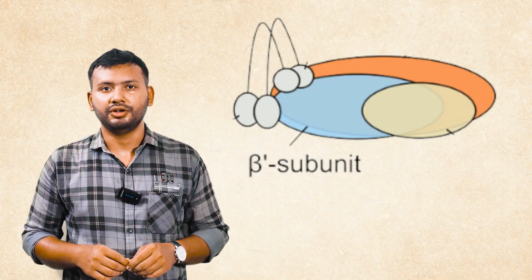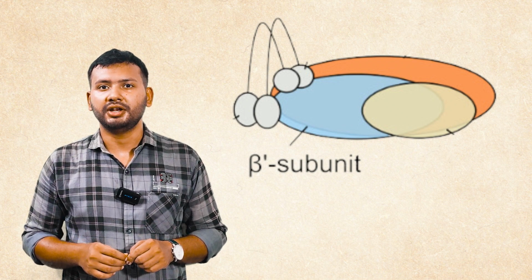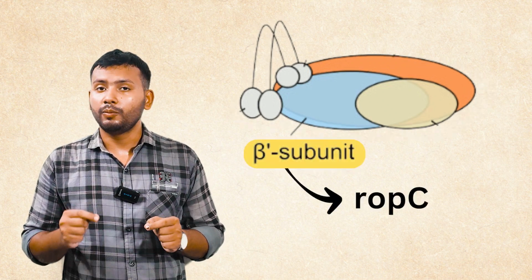Now here we discuss each and every subunit of bacterial RNA polymerase. So first is the beta dash subunit. The beta dash subunit, the largest subunit of RNA polymerase, is produced by the rpoC gene. Within the beta dash subunit, there is a crucial part called the active center, which is accountable for RNA synthesis. Additionally, it contains elements that facilitate interaction with DNA and newly forming RNA molecules.